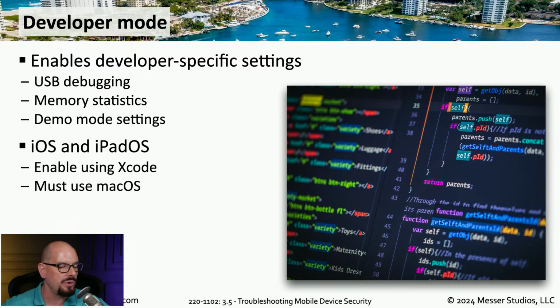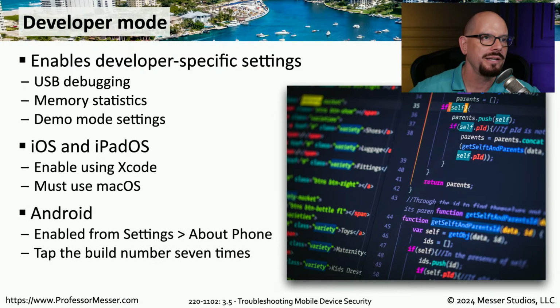Now, if you're running Android, guess what? There's ways to do it in Android. Android's perfectly capable. You go to the settings, about phone, and you tap, literally, this is the way you do it, you tap the build number 7 times. Puts it in developer mode. I am not making this up. Sounds like I'm making it up. I'm not making it up.